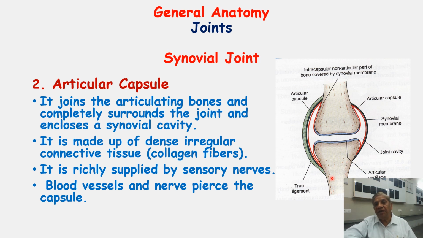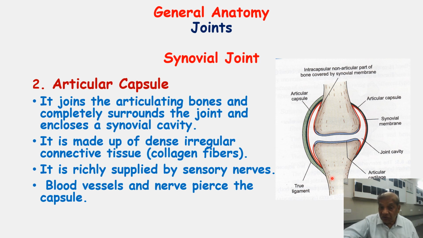Now this joint is richly supplied by sensory nerves. That means if you get a sprain, which is nothing but an injury to the capsule of the joint, as you must have suffered sometime in your life, mostly an ankle sprain, there is a lot of pain. And why is there pain in a joint? Because this articular capsule is very richly supplied with sensory nerves.